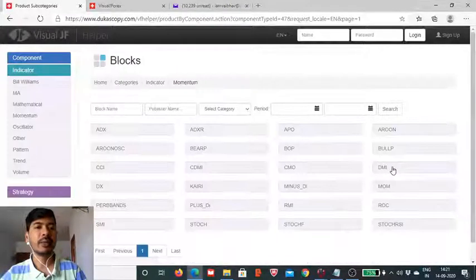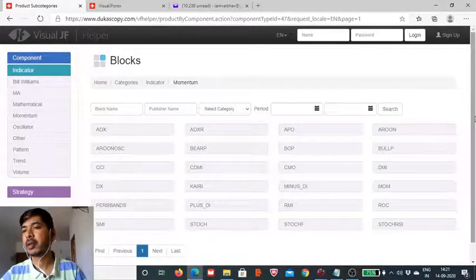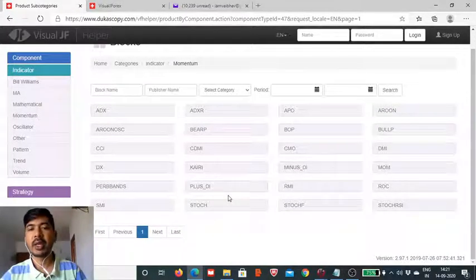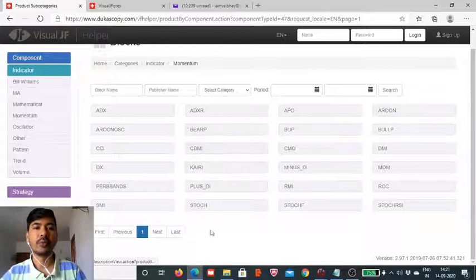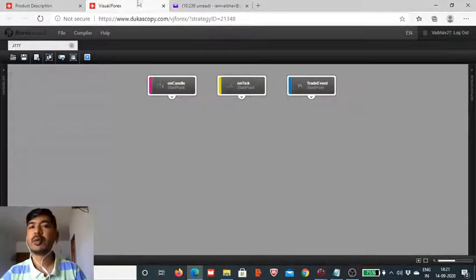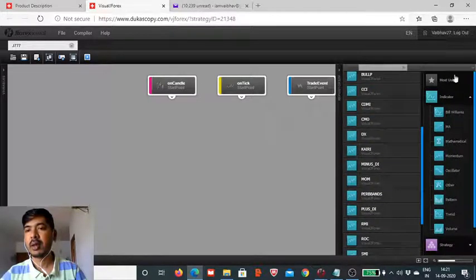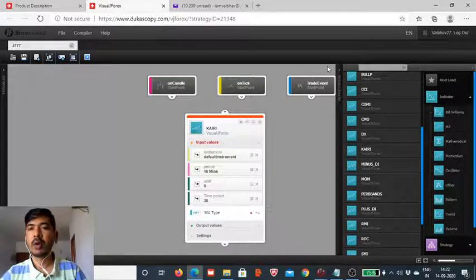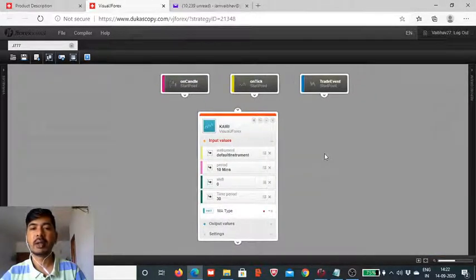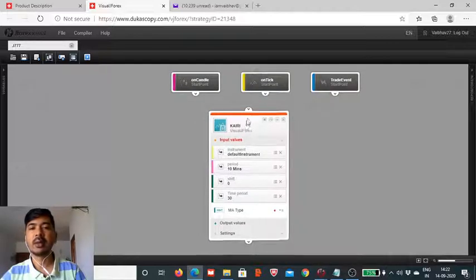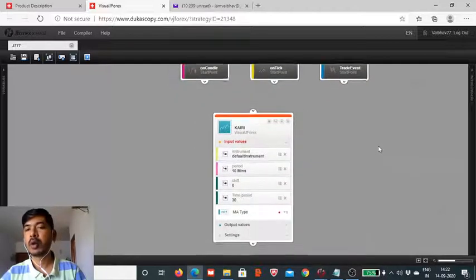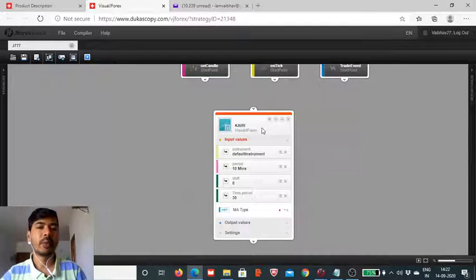So we will see the use of the KAIRI relative index in today's session, and how we can utilize this indicator to build the automated setup. Here we don't have a description, we straight away head to the Visual JForex board developed by Dukascopy Bank SA, and in this we will add the indicator block, and on the chart we will see how we can customize this indicator block for building a profitable automated setup.